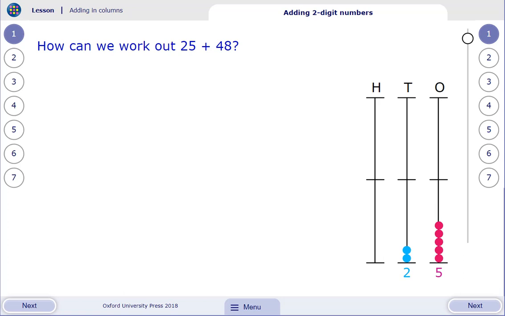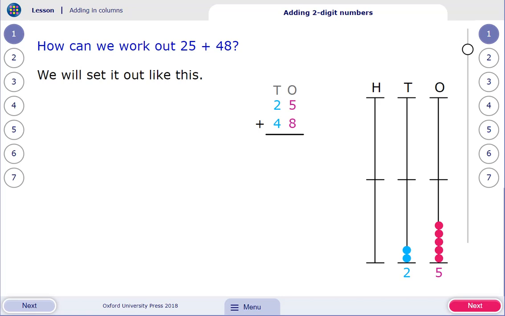Hello Year 3. Today we are looking at the column method of addition for 2-digit numbers and also 3-digit numbers. Over here on the right hand side there is an abacus which is very similar to our place value grid. And you can see I've already added my 5 ones from 25 and my 2 tens.